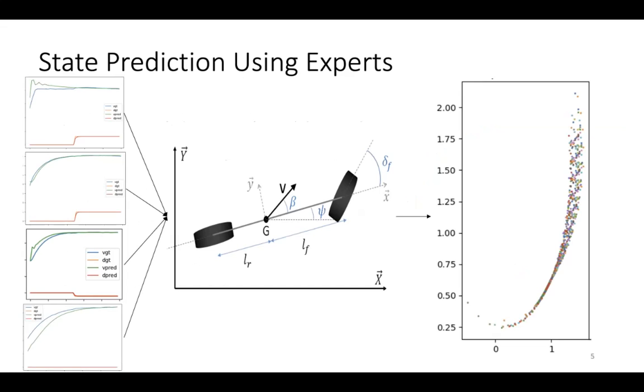The transfer functions predict the velocity and the steering angle of the car. So to predict the actual state of the car, we feed these transfer functions into a bicycle model, which then outputs the predictions of each expert. The figure on the right shows the distribution that occurs when you forward sample the predictions from various experts.